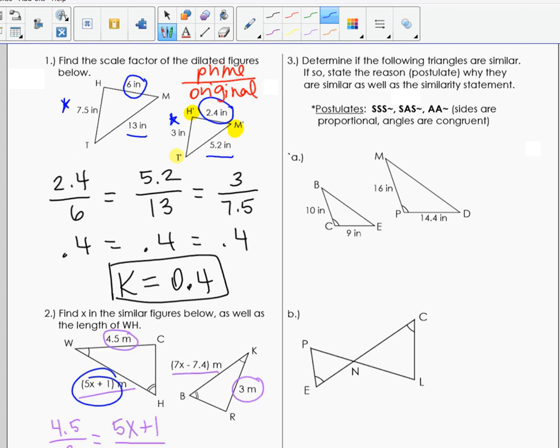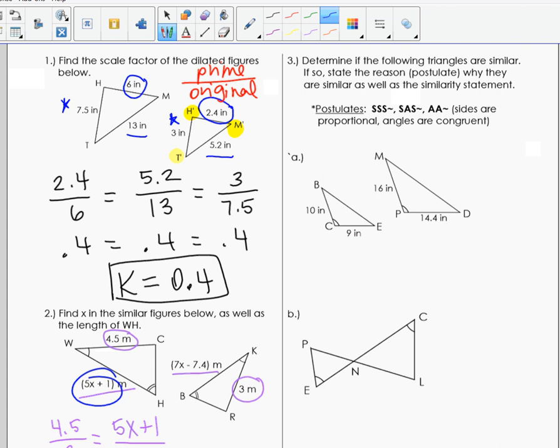Why they're similar, as well as a similarity statement. So remember, we had 3 of these: side, side, side; side, angle, side; and angle, angle. Remember, with similarity, sides are proportional and angles are congruent. The biggest thing here, you guys, is remembering back to the quiz and the test.